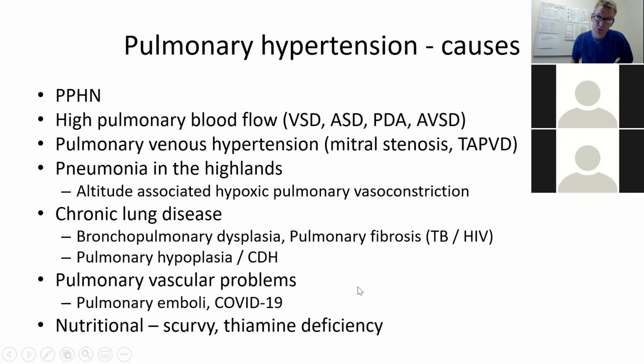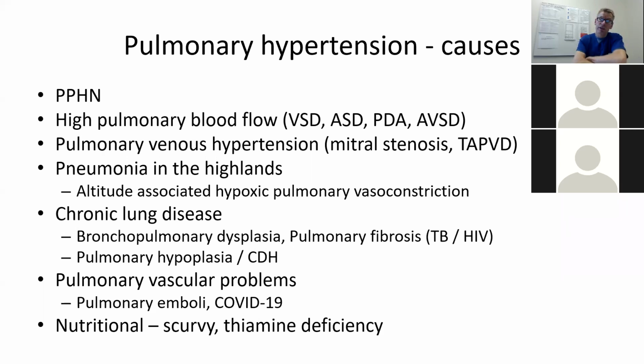And then there's the occasional patient that has pulmonary vascular problems. I've got a child at the moment who's got severe pulmonary emboli, and that caused him to have severe pulmonary hypertension. And then, of course, we know that with COVID-19, not so much seen in children, although it does sometimes occur in children, that can cause pulmonary vascular problems and pulmonary emboli, and that can cause pulmonary hypertension in some children.